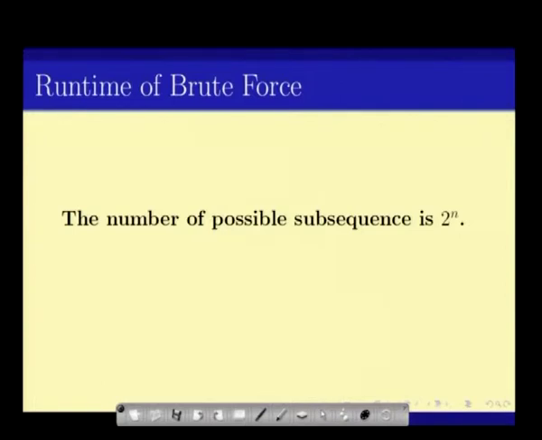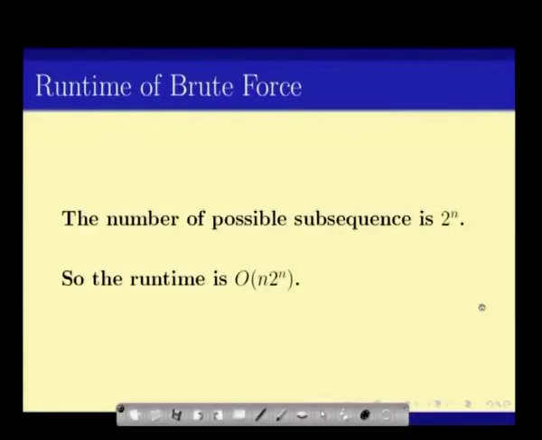So, under any such combination of can be picked and not be picked, you would get a subsequence. So, the total number of possible subsequences is 2 to the power n. For each of these subsequences, we will be taking, in the worst case, around n steps to check if it is increasing, and in that case the total runtime, or the number of steps required, is around order n times 2 to the power n.